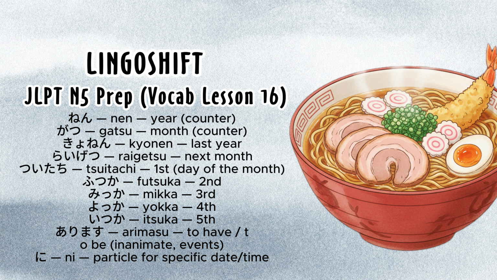The question is, Raigetsu wa nangatsu desu ka? This means, what month is next month? Listen again. Raigetsu wa nangatsu desu ka? Now you ask the question. Raigetsu wa nangatsu desu ka? The word for next month, as you just heard, is raigetsu.